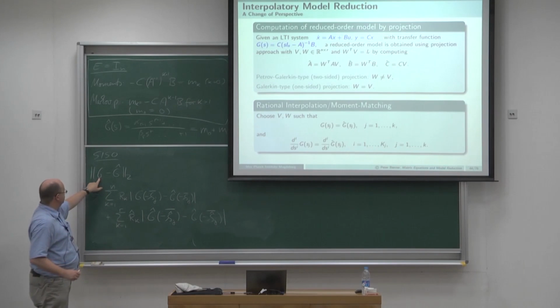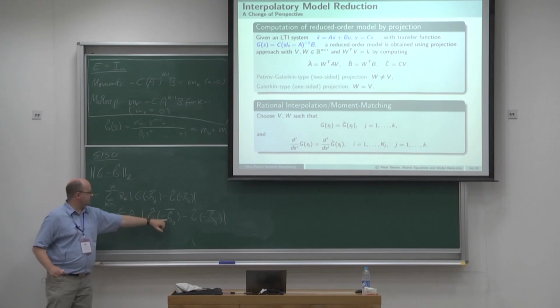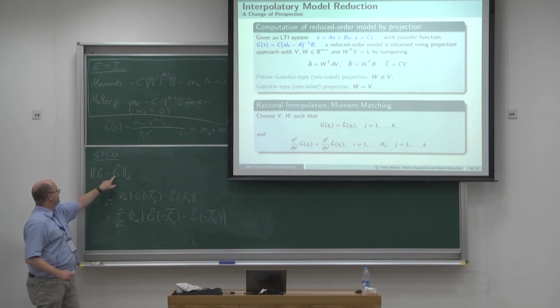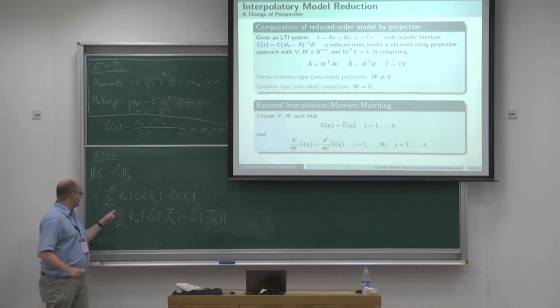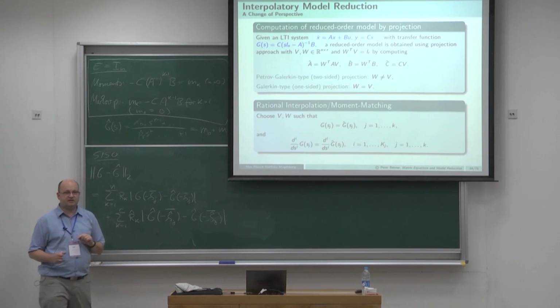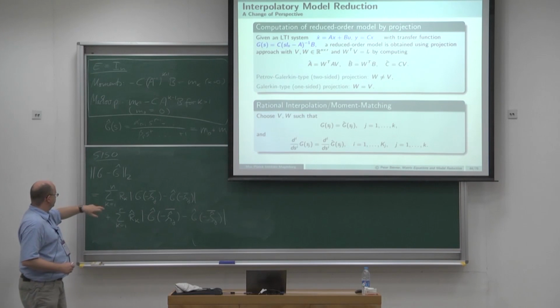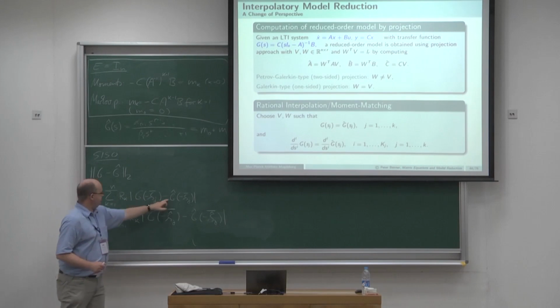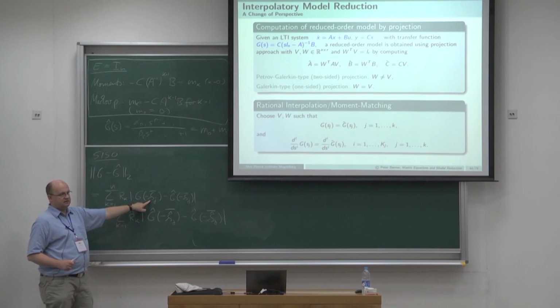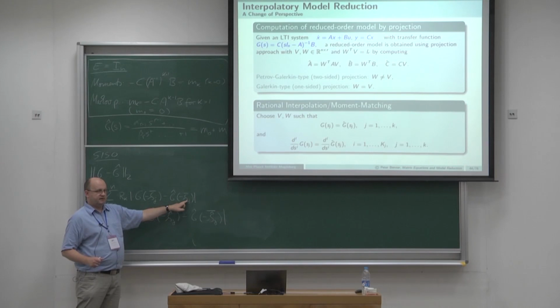If G has poles lambda j and G hat has poles lambda j hat, our reduced order model is of order R, so we have R of these lambda j hats, and our full model is of order N, so it has N poles lambda j. So you can always express the H2 norm of the error as the sum over the difference in the poles of the original model mirrored or reflected at the origin.